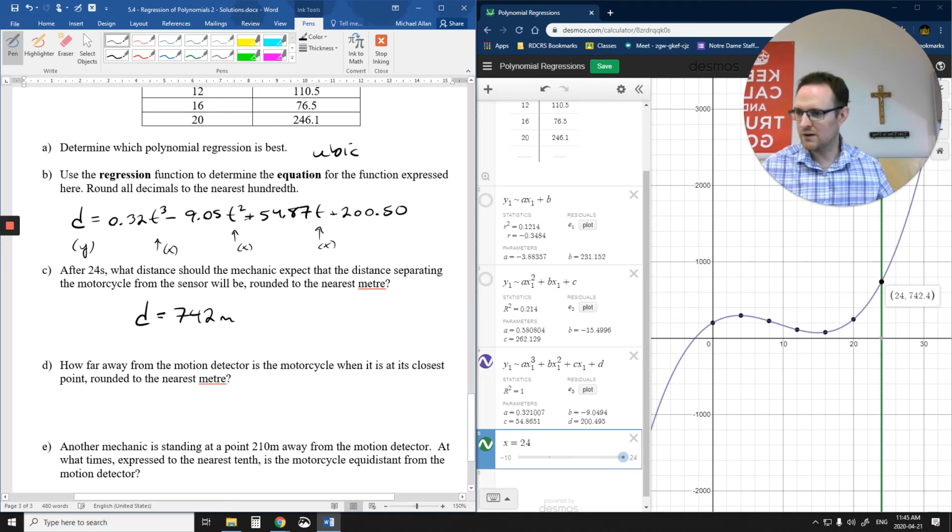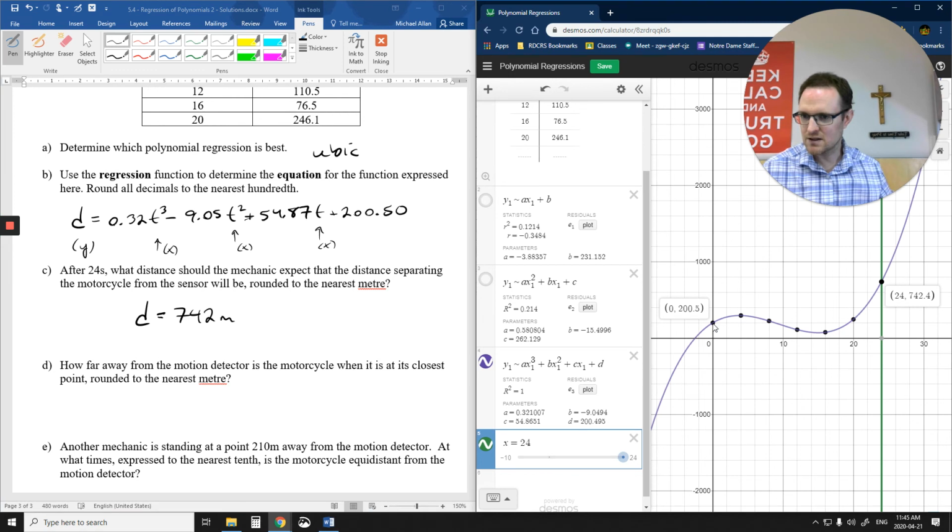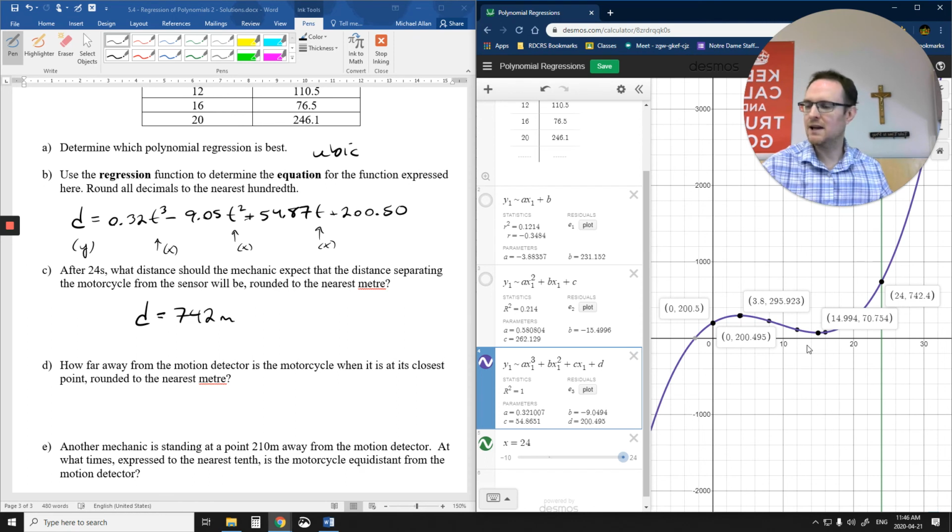Cool. How far away from the motion detector when it is closest? Oh, at its closest point. So it starts here at 200.5. It goes up to 295 or 296, and it goes down to, this is probably the lowest point right here, 70.8. So it's just the lowest point, the minimum point of my graph here.